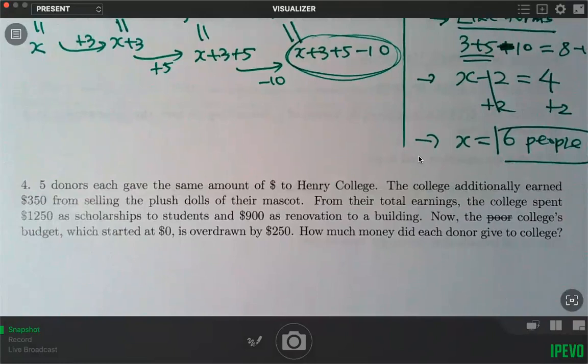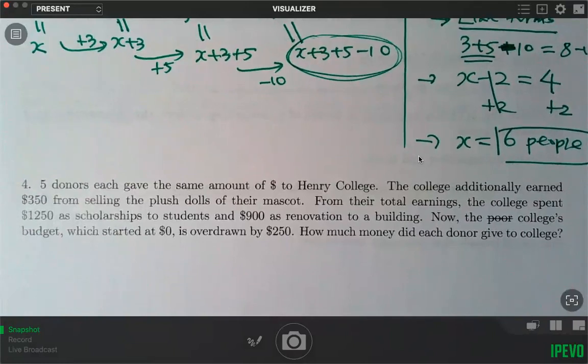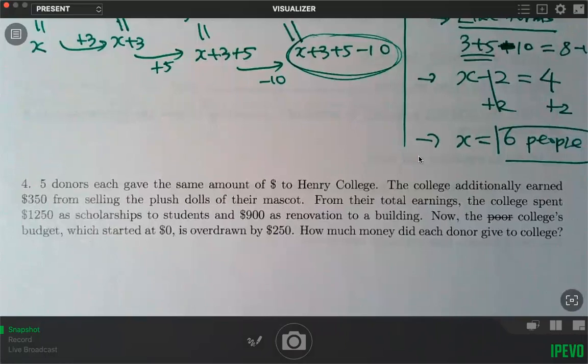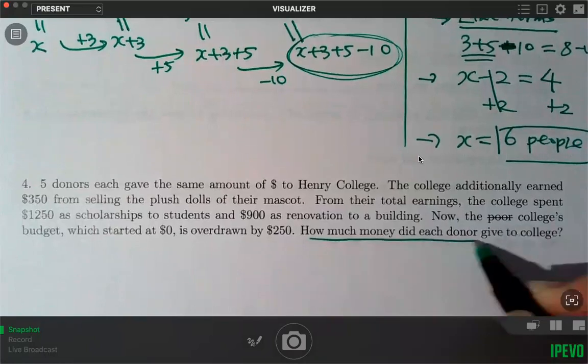Okay, so this looks terrible. So let's go for each sentence, okay? So here, first of all, what needs to be set as X? What's that? Right? So the money that each donor gave, right? Basically this one. That's equal to X.